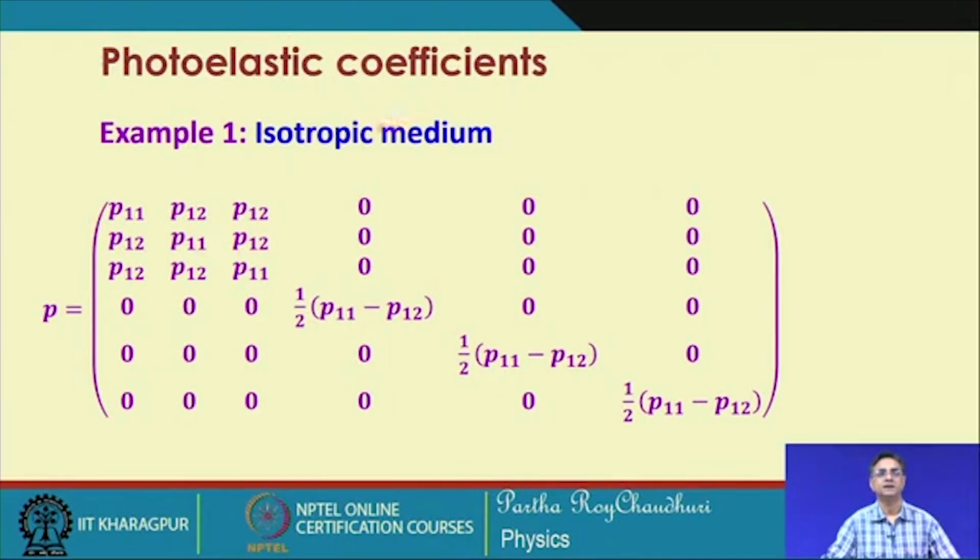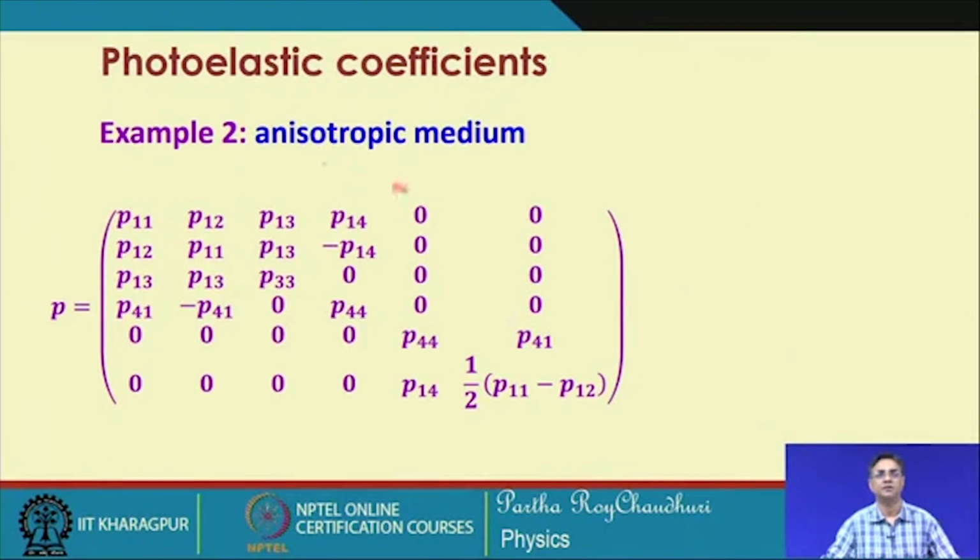Now, let us take one concrete example. For any isotropic medium, the photoelastic coefficients, that is the strain optic tensor, is the typical one. In this case we have only P11 and P12, these are the two independent components, and all the rest are 0. So, we just need to know the two components P11 and P12, and from there we can construct this tensor, and this is for the isotropic medium.